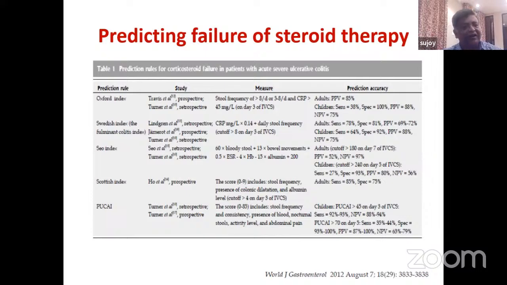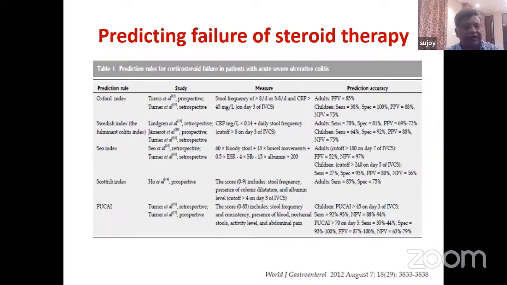And if there are signs showing that the patient is responding positively, then it's well worth continuing the steroid therapy. But if there are signs that there is no change, the frequency of the stools has not changed, the inflammatory markers, the anemia, the toxic symptoms have not changed at all by day 3, then it is time to consider medical rescue, or in the absence of medical rescue, to consider emergency surgery.